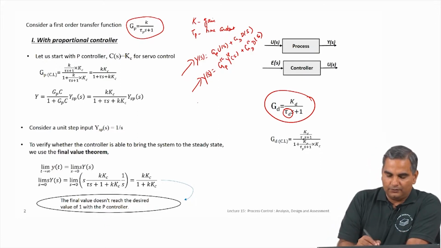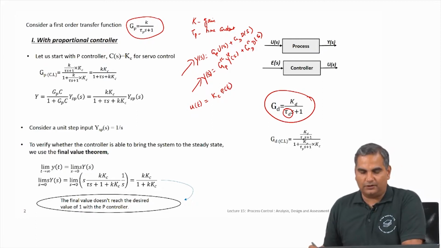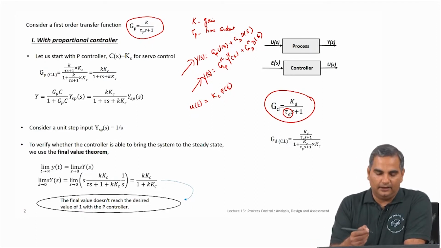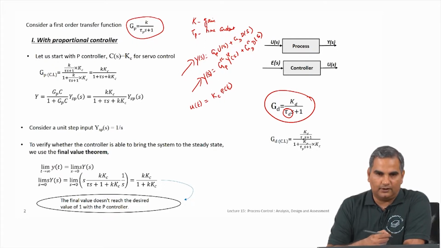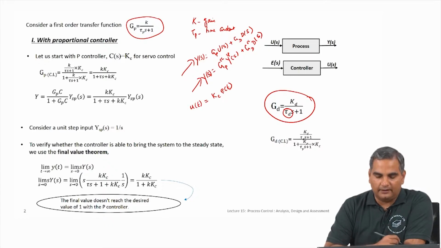Remember from before we said u of t equals Kc times e of t is the equation for a proportional controller, where the effort that we take in controlling the process, or the manipulated variable value that we keep, is directly proportional to the error that is seen.